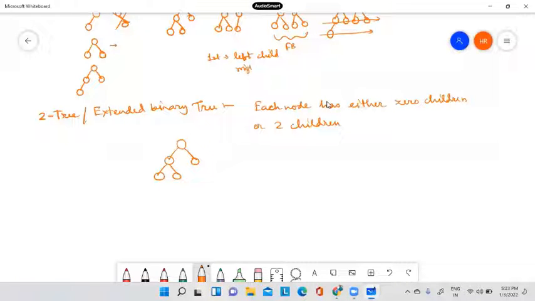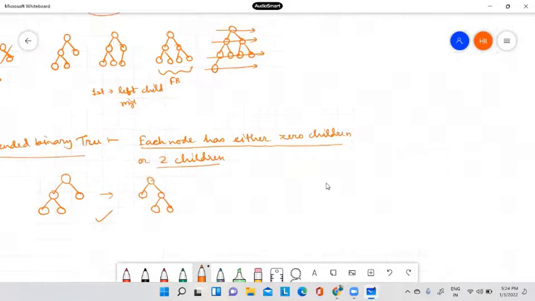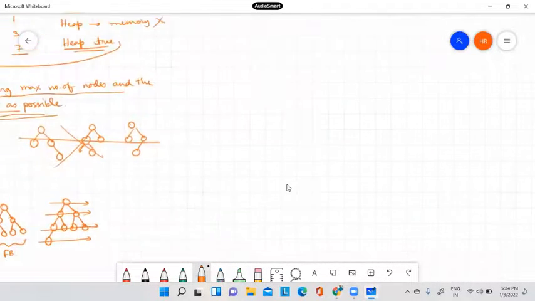In complete binary tree, we can accommodate single nodes one after another. But in case of extended binary tree, see, this is also an extended binary tree. This is also allowed. Why? Because each node has either 0 or 2 children. See, here 0, here 2, here 2. So this is two tree or extended binary tree. So just remember these particular types of binary trees.